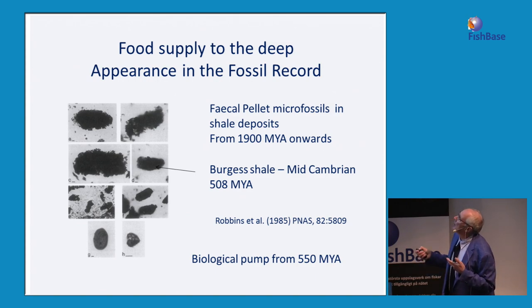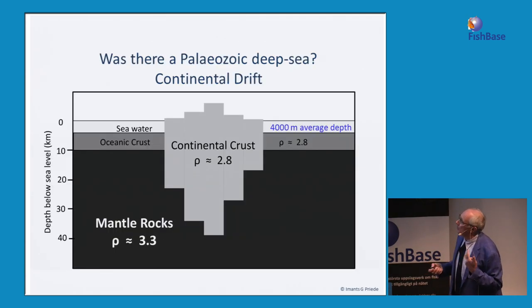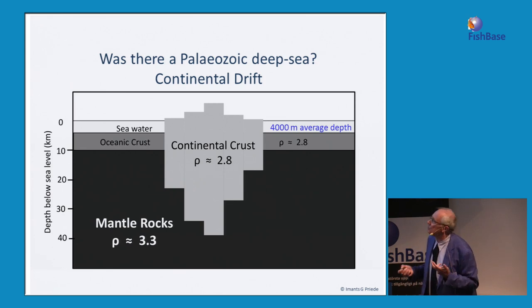But Robbins et al. found fossil fecal pellets 1,900 million years ago, and in fact the famous Burgess Shale in the mid-Cambrian does have fecal pellet material. So it looks like there has been a biological pump. So now the other question is, was there deep sea 500 million years ago?